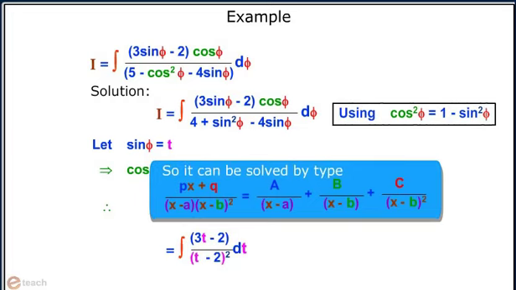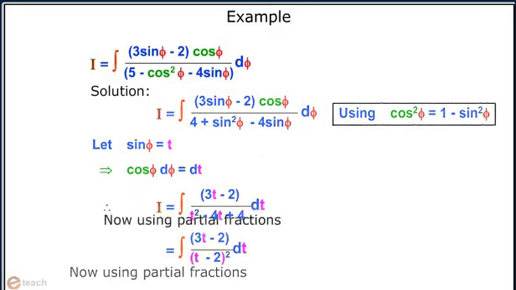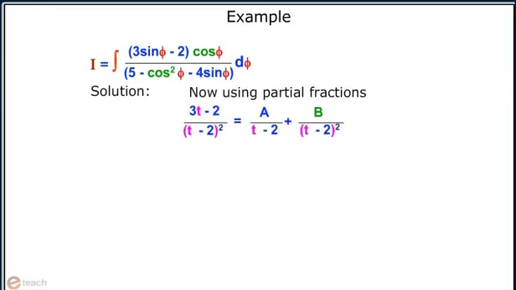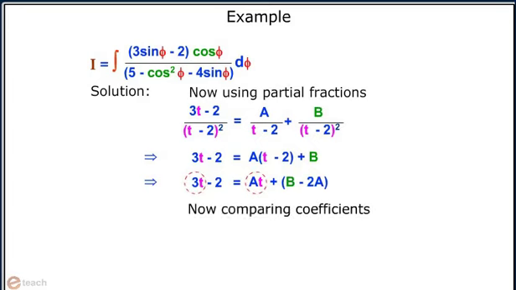You will note that it is of the type (px plus q) divided by (x minus a) into (x minus b) whole square, which should be written as A by (x minus a) plus B by (x minus b) plus C divided by (x minus b) whole square. Therefore, using partial fractions, (3t minus 2) divided by (t minus 2) whole square is written as A divided by (t minus 2) plus B divided by (t minus 2) whole square. Now writing it as 3t minus 2 equals A into (t minus 2) plus B. After comparing the coefficients, we get A equals 3 and B minus 2A equals minus 2. So B comes out to be equal to 4.